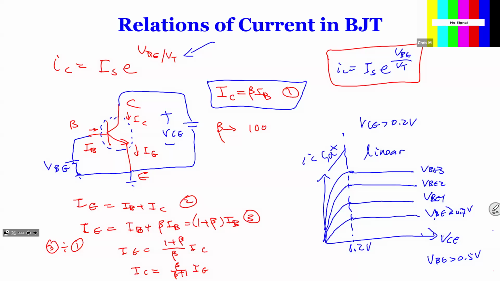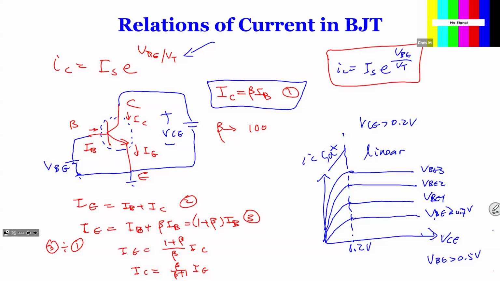For example, we have emitter current equal to base current plus collector current, and then we have emitter current also equal to (1 plus beta) times IB, and that beta value typically is about 100, but of course sometimes it's 50, sometimes it could be different. So when you do a problem, if the beta is not given, you can always assume it's 100, okay?